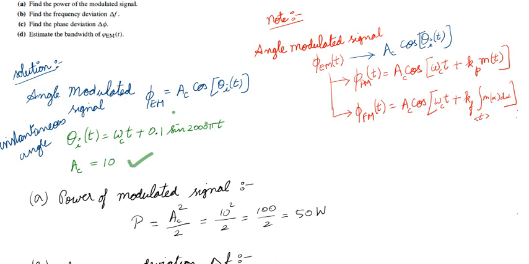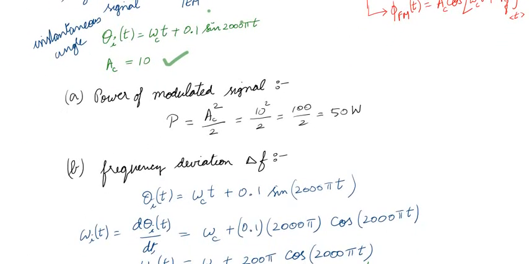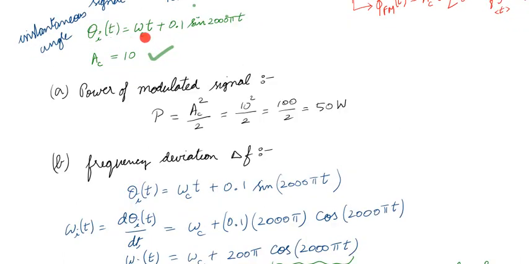Next, what about the frequency deviation? To find the frequency deviation, we need to find the instantaneous frequency. We know the instantaneous angle theta_i, which from the question is omega c t plus 0.1 sin 2000 pi t. From there we can find the instantaneous frequency, which is omega_i, in radians per second.